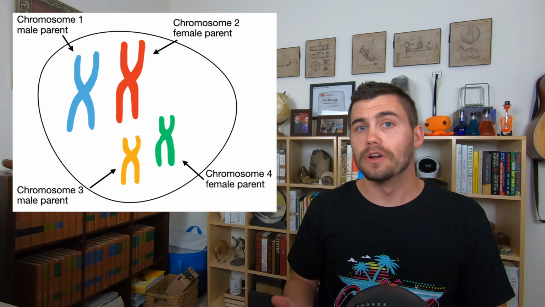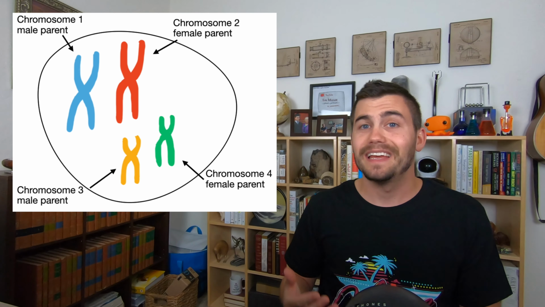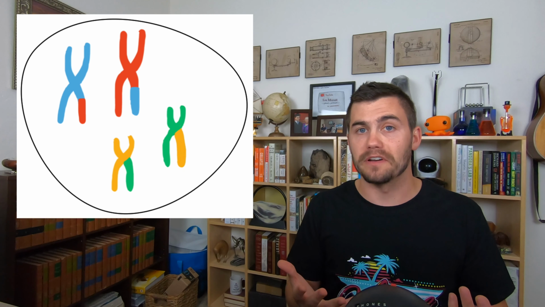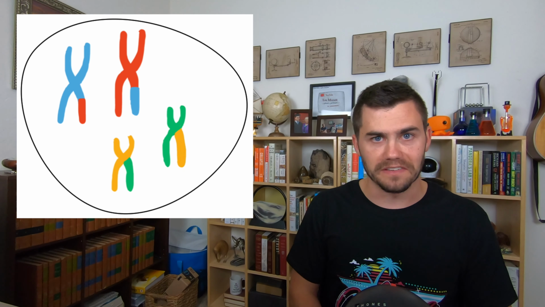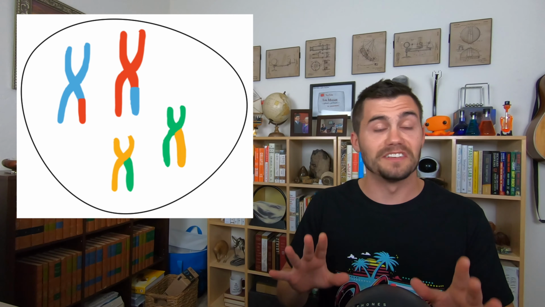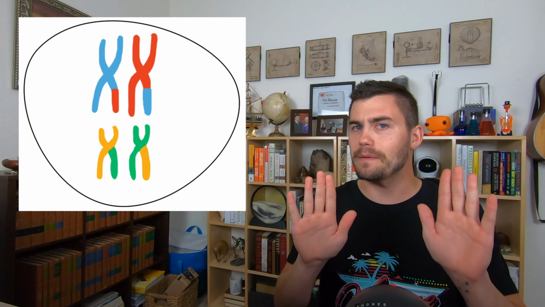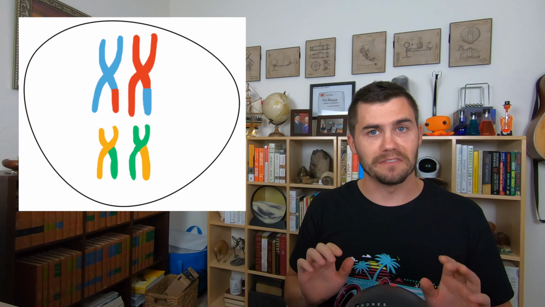Before crossing over, chromosome 1 only represented one parent's genes. Now it represents, to a certain extent, 2 individuals' genes. The full impact of this won't become obvious until the end, but keep it in mind. Next we have metaphase 1. The homologous pairs of chromosomes line up side by side during metaphase 1.